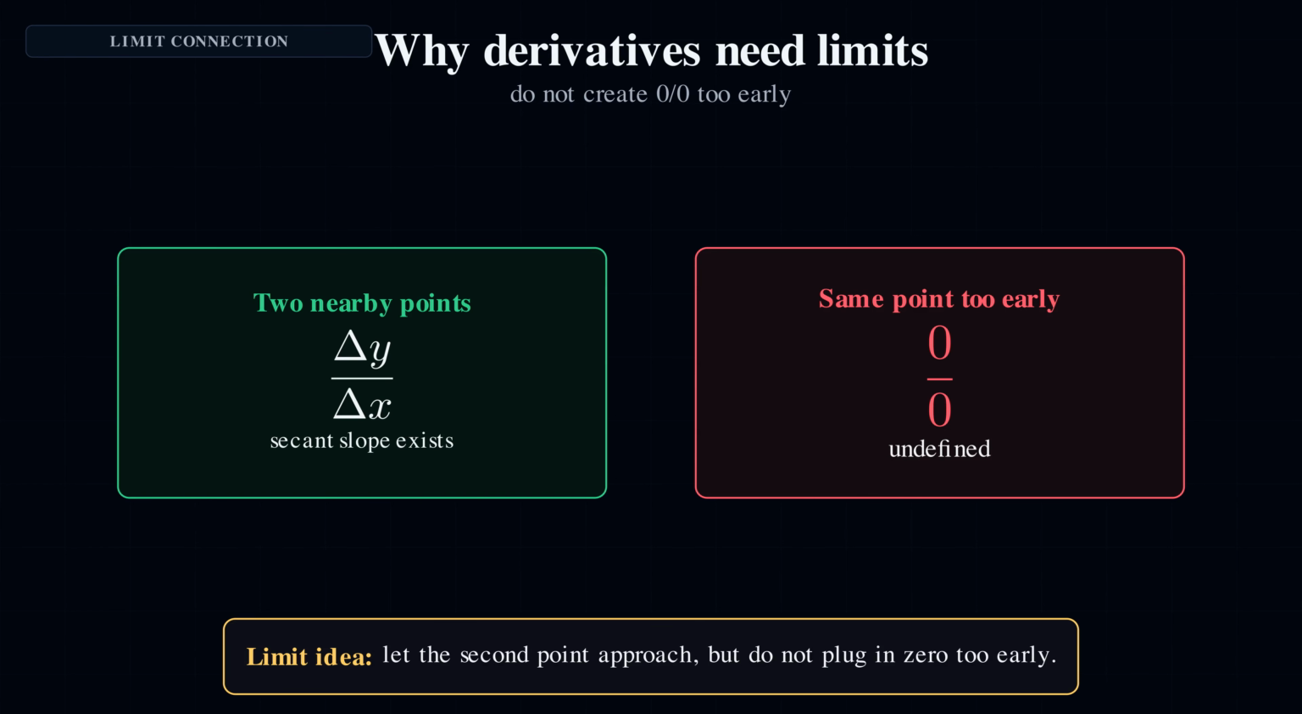The secant slope is a fraction, change in output divided by change in input. But if the 2 points become exactly the same too early, the input change becomes 0. The output change also becomes 0. That gives 0 divided by 0. So we do not plug in 0 immediately. Instead, we let the input change approach 0. The derivative is the limit of the secant slope.